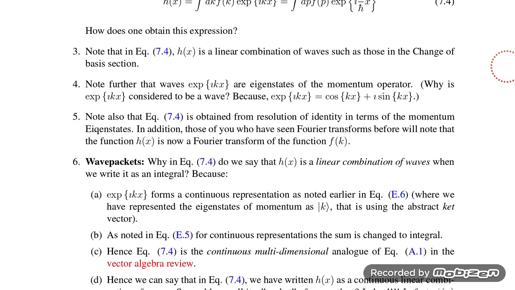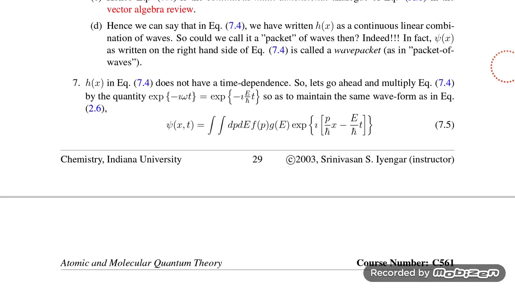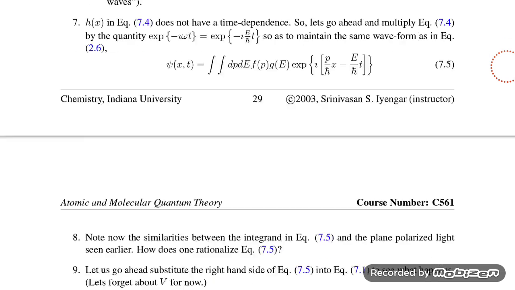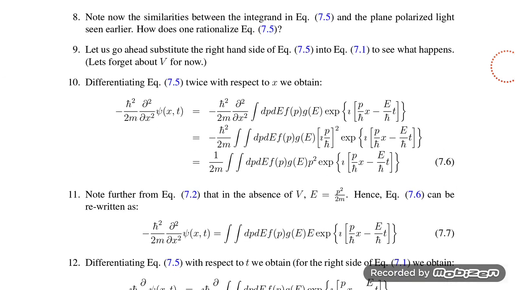Note also that the above equation is obtained from the relation of identity in terms of momentum eigenstates. Those of you who have seen the Fourier theorem before will note that the wave function is now a Fourier transform of the function. Number 6 and number 7 we have studied earlier. Number 8, note now the similarities between the integrand in equation 7.5 and the plane polarized light seen earlier. How does one rationalize these equations? Let us substitute the right hand side of equation 7.5 into equation 7.1 to see what happens.